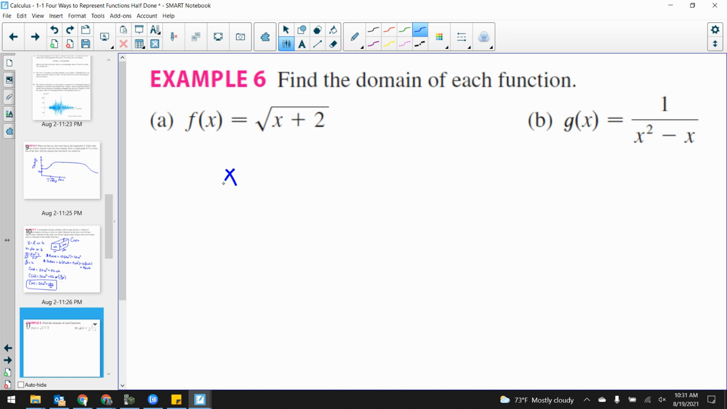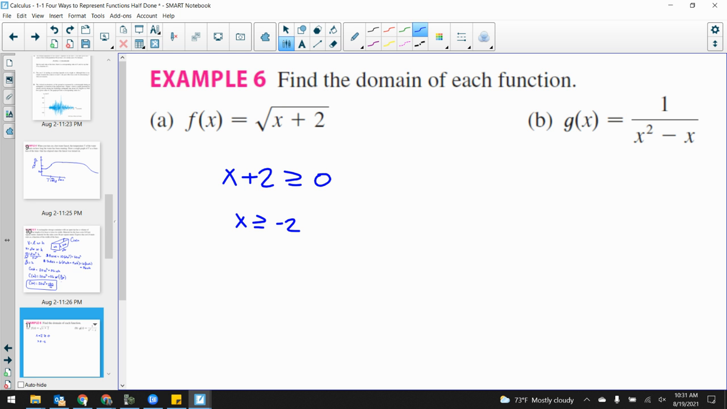You set the inside greater than or equal to 0. The inside of the square root has to be greater than or equal to 0. We subtract the 2 over to the other side. x must be bigger than negative 2. Can it still be negative 2? Yeah, I can take the square root of 0. That's totally fine. Whenever you're looking for what values cannot be plugged in for a square root, you set the inside of it greater than or equal to 0.